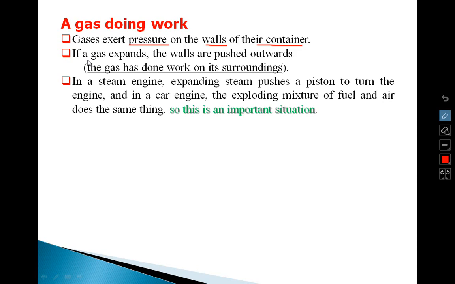In the steam engine, for example, expanding steam pushes a piston to turn the engine. This is another example. And in a car engine, the exploding mixture of fuel and air does the same thing. So this is an important situation: gas doing work.